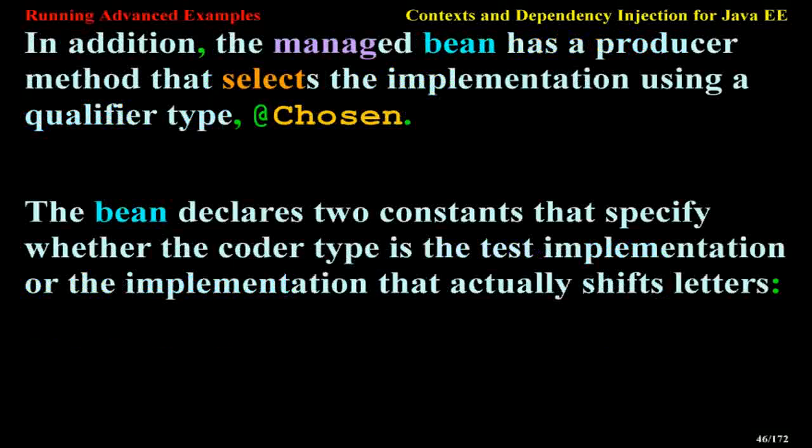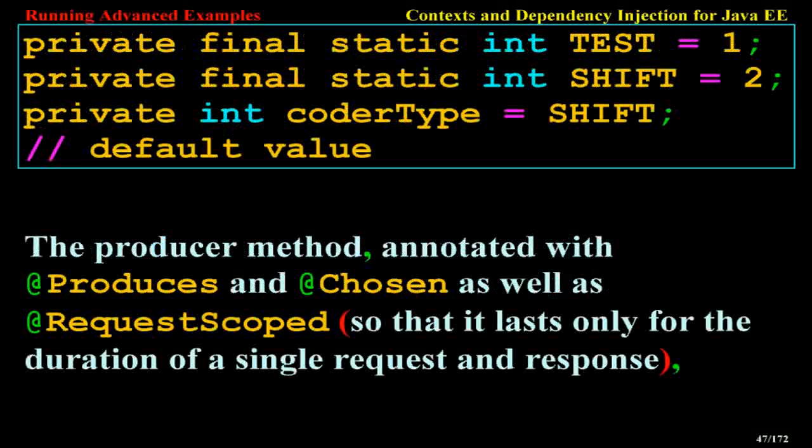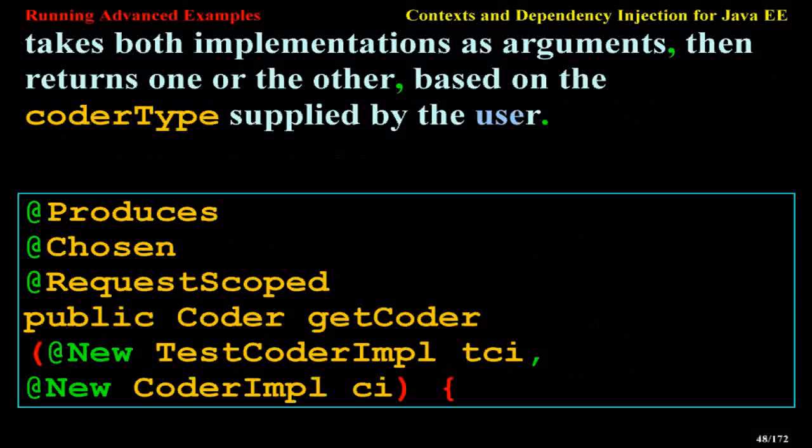In addition, the managed bean has a producer method that selects the implementation using a qualifier type, @Chosen. The bean declares two constants that specify whether the coder type is the test implementation or the implementation that actually shifts letters: private final static int TEST = 1, private final static int SHIFT = 2, private int coderType = SHIFT, the default value. The producer method, annotated with @Produces and @Chosen as well as @RequestScoped so that it lasts only for the duration of a single request and response, takes both implementations as arguments, then returns one or the other, based on the coder type supplied by the user.